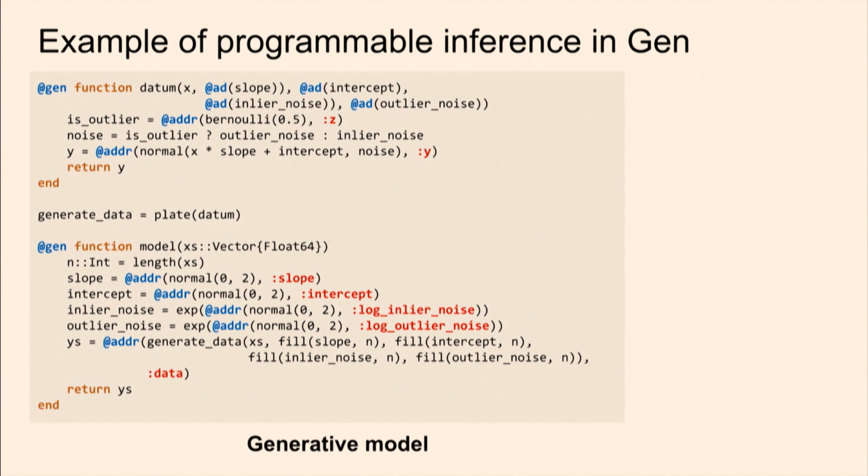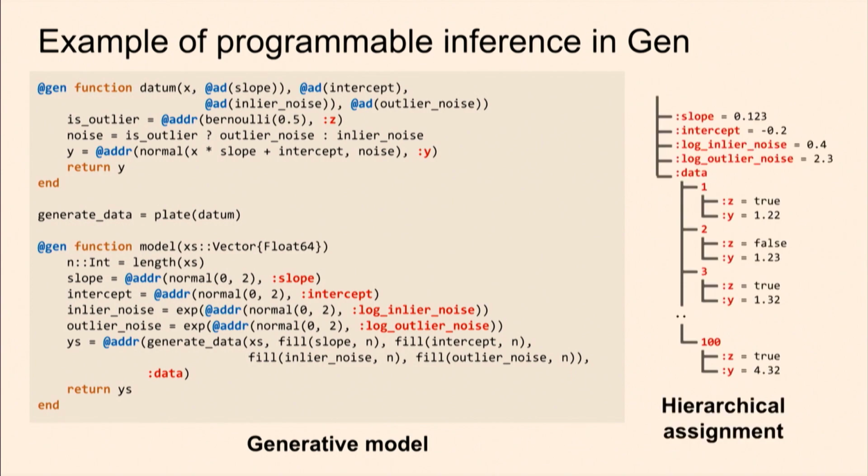And then it samples the y coordinates, and it samples that by running this other Gen function called datum and applying that to each x coordinate. For each x coordinate, it makes a Bernoulli random choice where it decides whether this is going to be an inlier or an outlier, and then it draws the y coordinate from the normal distribution. So there's this hierarchical space of random variables.